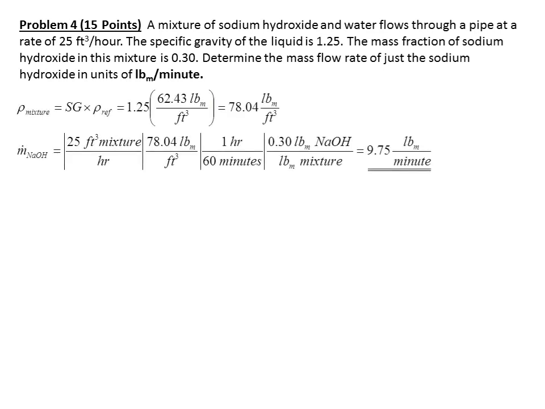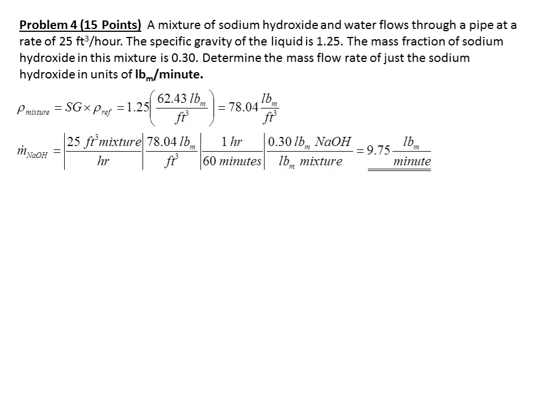Our density of our mixture is just the specific gravity times the reference density. Our specific gravity is 1.25, and the reference density of water, a convenient unit for this problem, would be 62.43 pound mass per cubic foot. This will give us a density of the mixture of 78.04 pound mass per cubic foot.